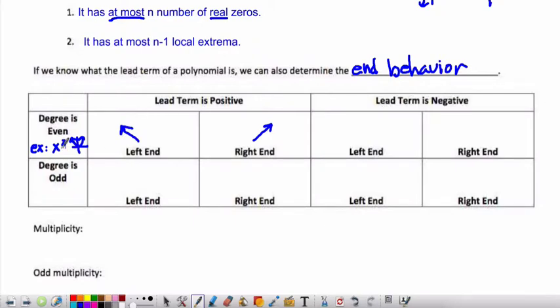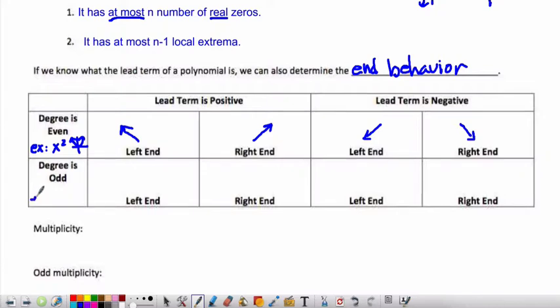When it's negative, when this is negative here, it flips upside down. So now we're just going down like this. So this isn't really new information. We're just broadening it to have to do with higher degree polynomials. So we're talking about any polynomial that starts with x to the power of 4, x to the power of 6, x to the power of 8, anything that has an even degree.